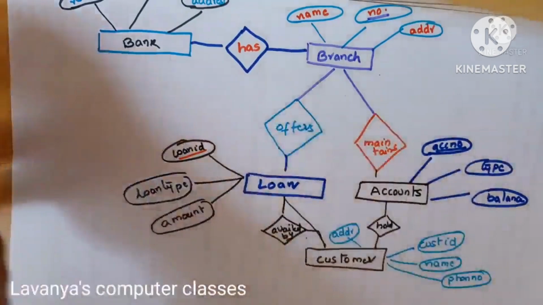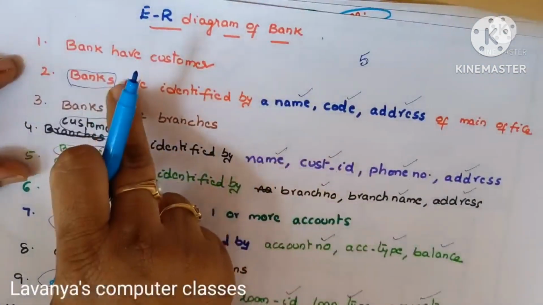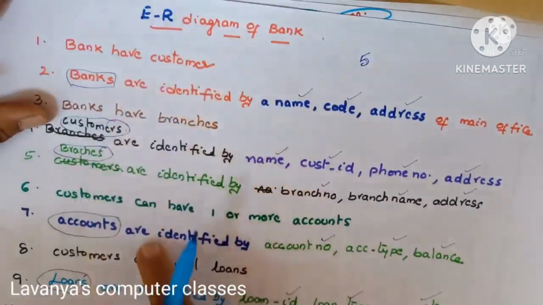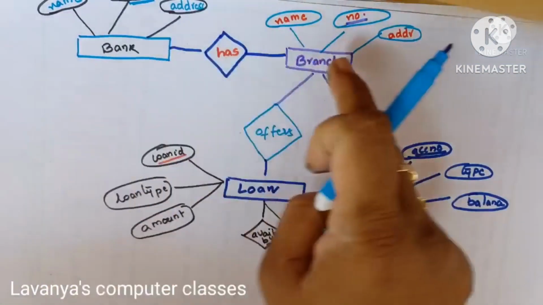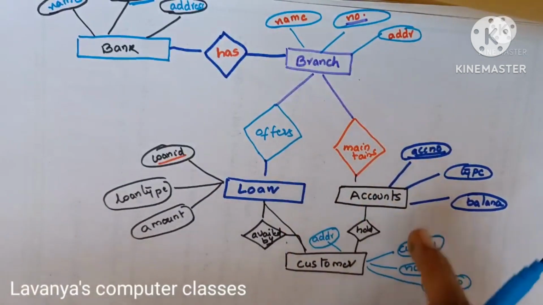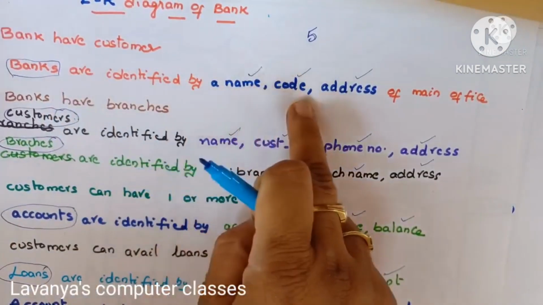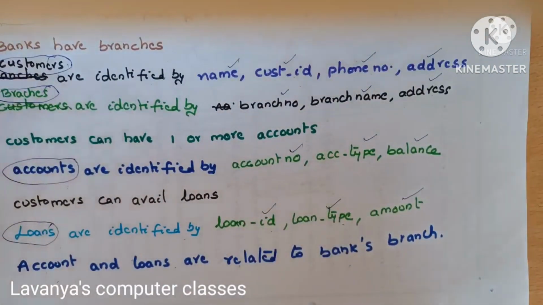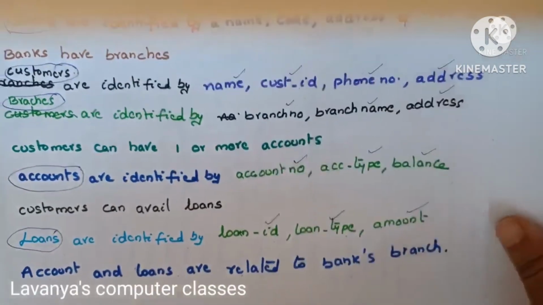First, we thoroughly read the concept they are giving. Banks, customers, branches, accounts, loans are mentioned, so totally five strong entity sets are there. Here I took bank, branch, loan, accounts, and customer, and identified the entity attributes also. Banks are identified through these attributes: name, code, address. After identifying all the values, we have to draw the ER diagram.